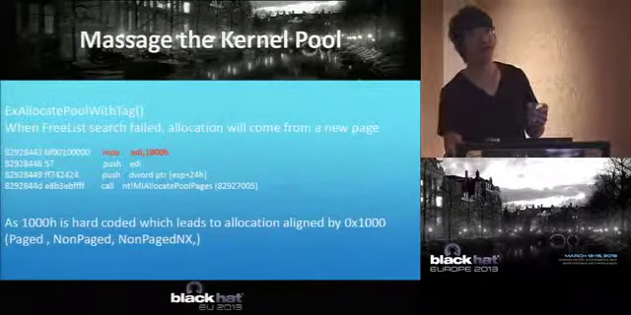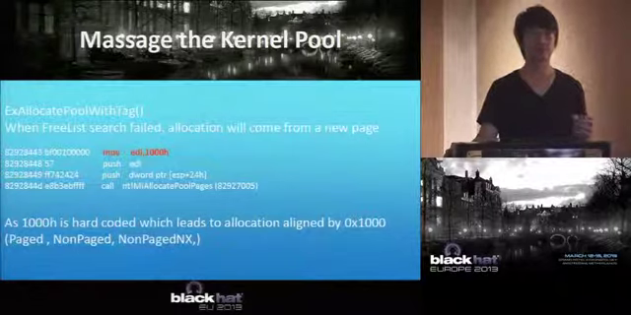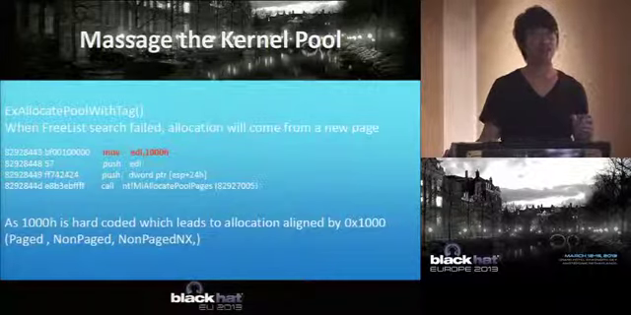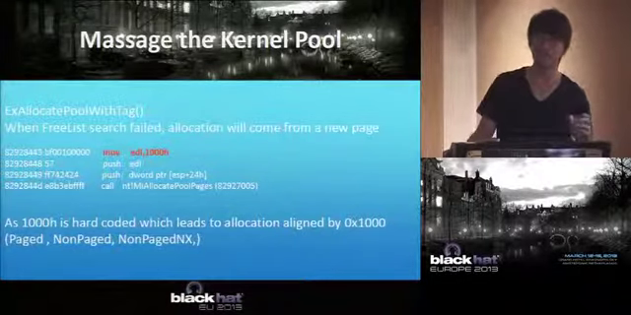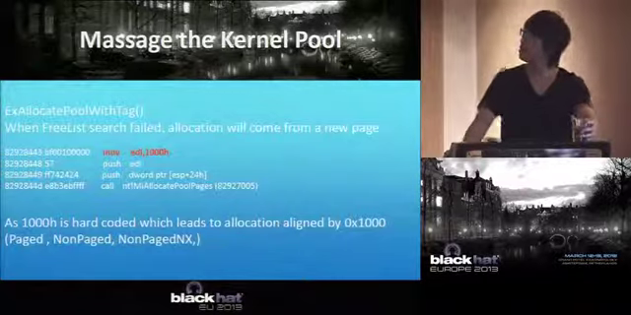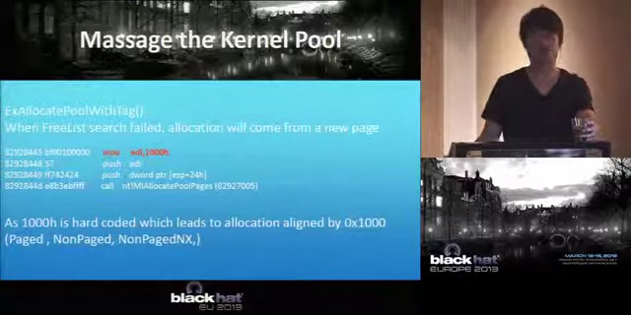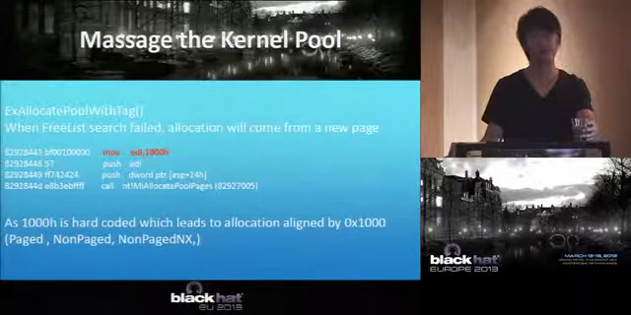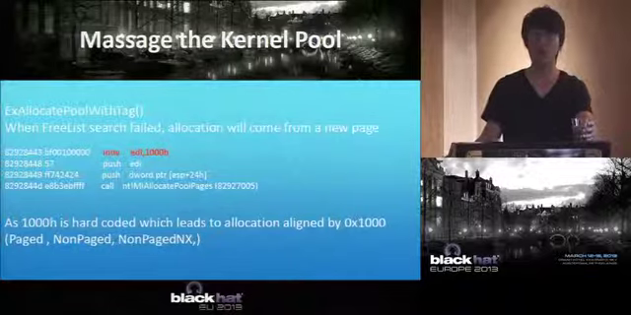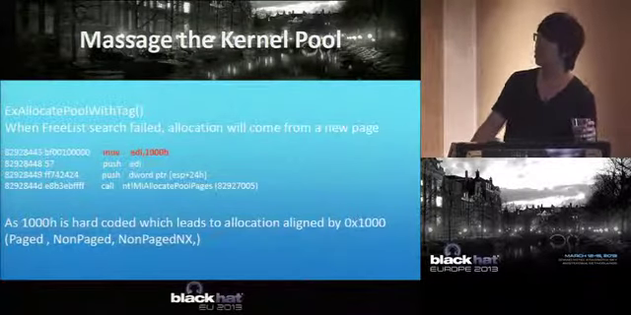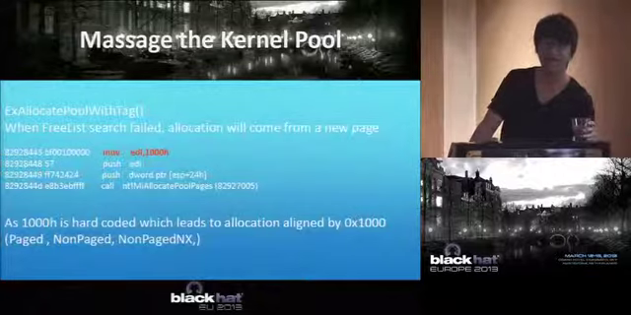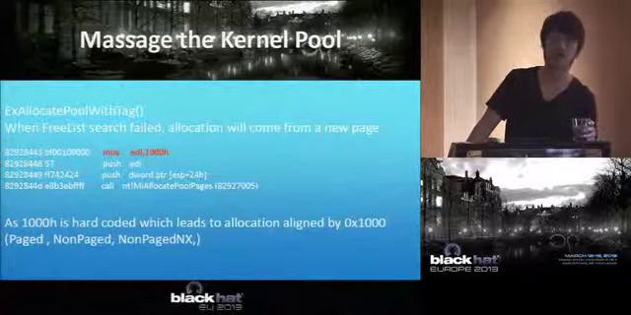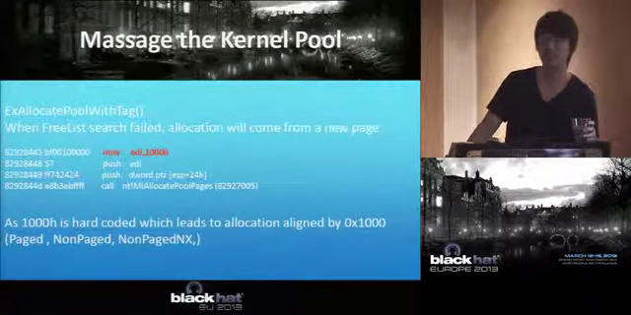Let's recall the allocation process for the 0x808 block. As it's medium size, the free list searching will take place first. After lots of allocations of this size, the free lists will empty, and the kernel pool will be expanded using this function, MiAllocatePoolPages. As we can see, the second parameter 0x1000 is hard-coded, which means this is a brand new page.